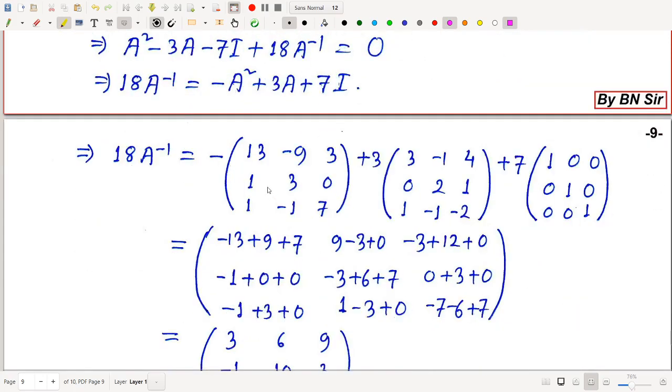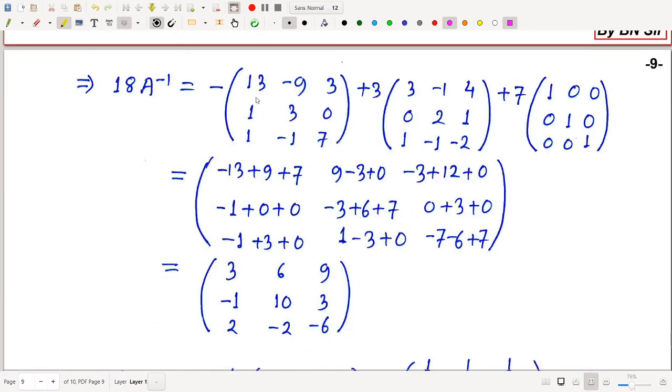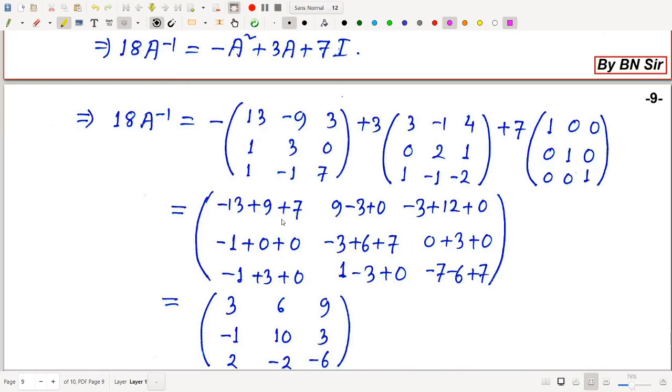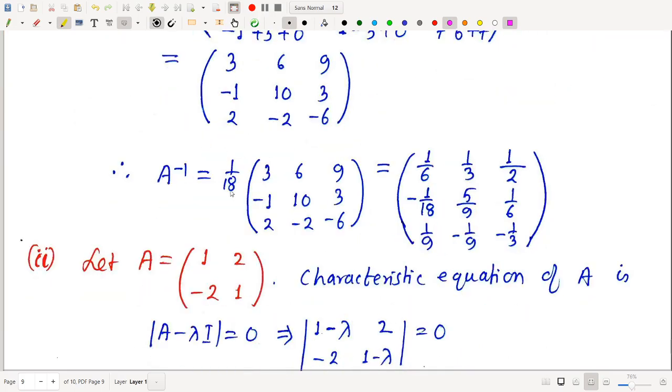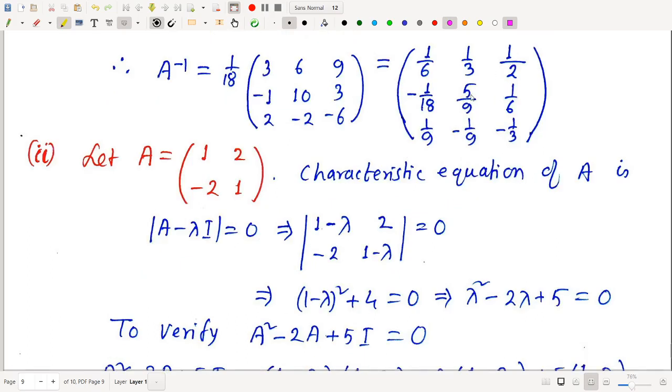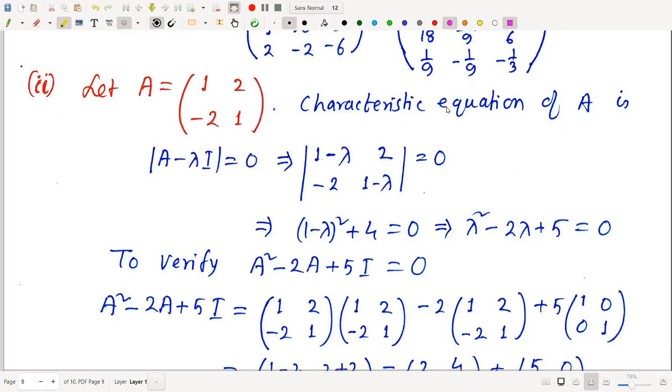Now minus A square will be substituted, A will be substituted, I will be substituted. And then we have simplified, added, multiplied, added, etc., and got this. And then this is 18A inverse. Therefore, A inverse will be 1 by 18 into this matrix. So 18 taken inside. Calculation you will check. So this is the inverse using Cayley-Hamilton theorem, after verifying Cayley-Hamilton theorem. And number 2 is easier.